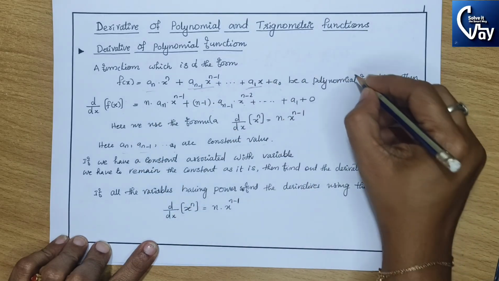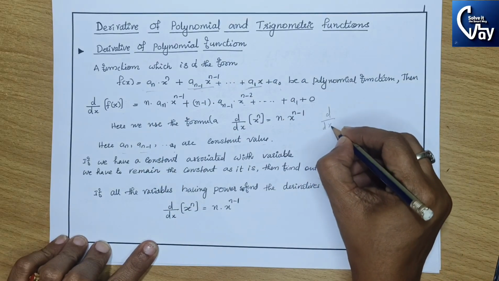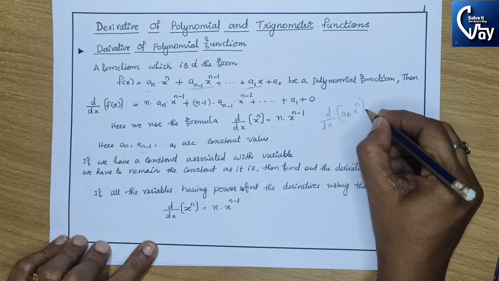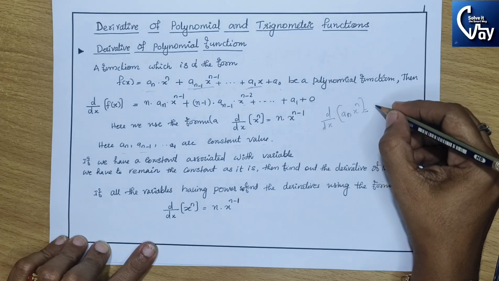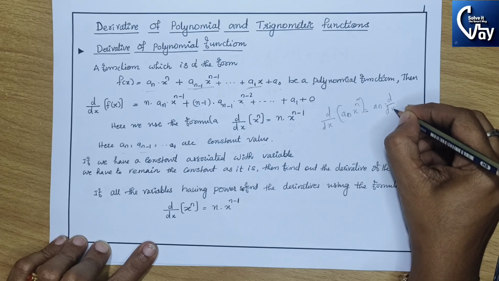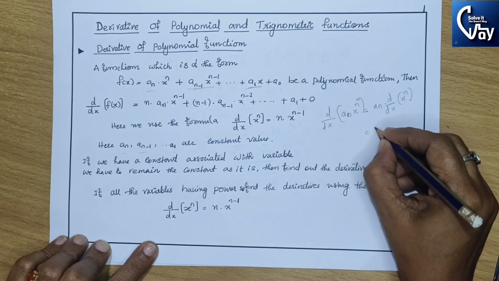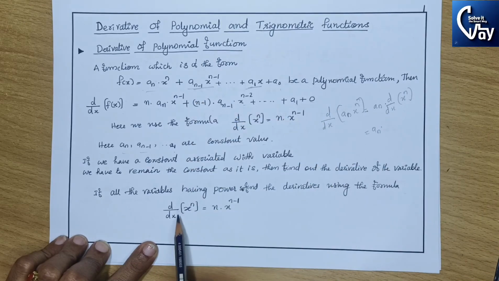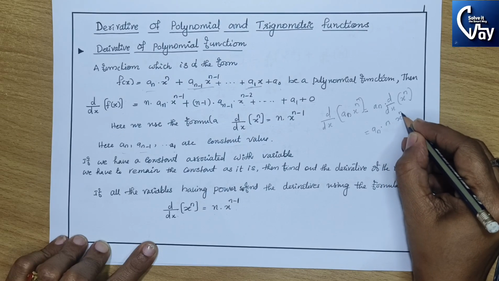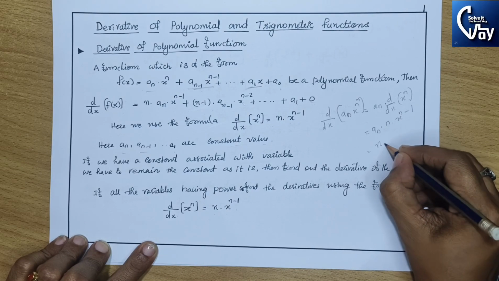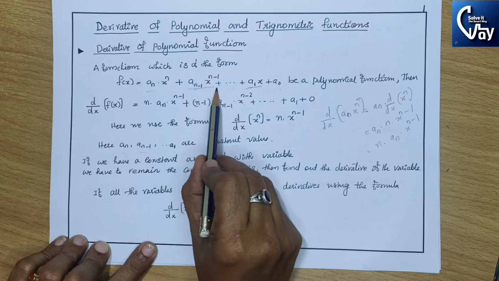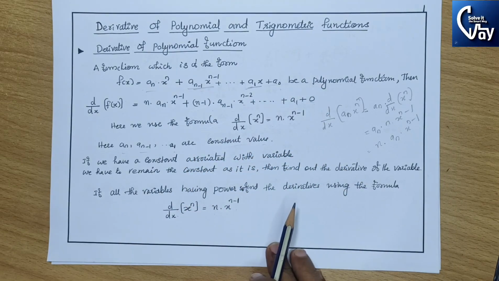First we find d by dx of an x raised to n. We know that an is a constant. So keep the constant as it is, then find the derivative of x raised to n. How to find the derivative of x raised to n? We know the derivative of x raised to n equals n x raised to n minus 1. So apply that formula here, and we write just n into an into x raised to n minus 1. Similarly, find the derivative of all the other terms. Is it clear?